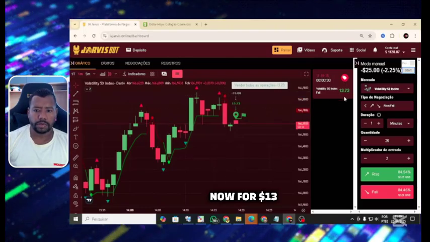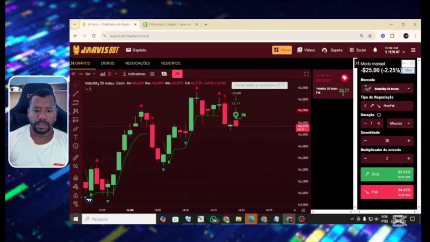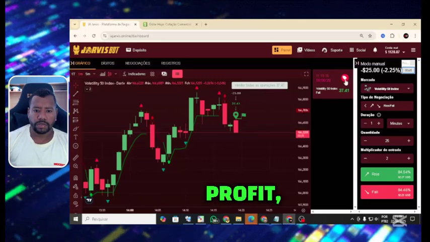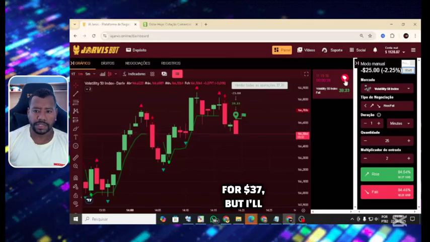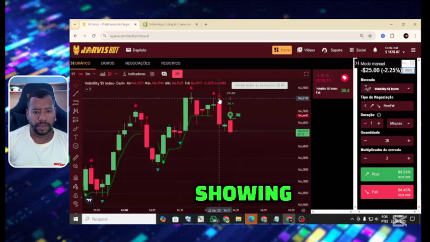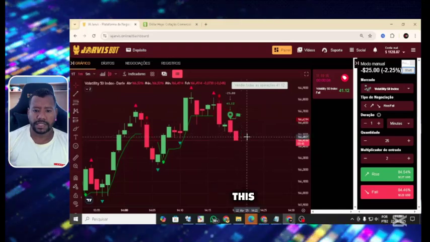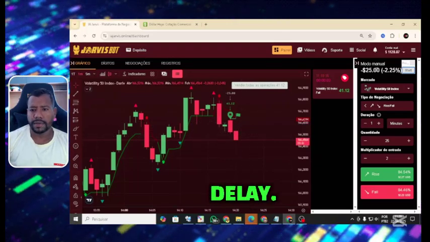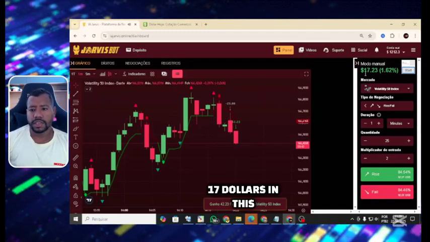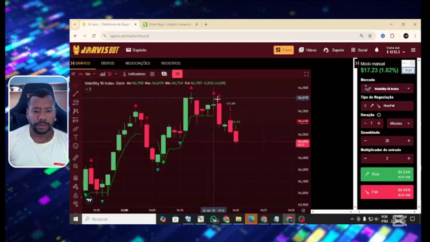Sell now for $13 profit, now $21, $22. Sell here, look, $24, $31 profit. I could sell for $37, but I'll hold because I trust the indicator's metrics showing this sell position would occur. But let's wrap this up now that we've experienced a slight delay. We're down 25, but we've won, and now we're up $17 in this trade. All about trusting what the indicator tells you to do.